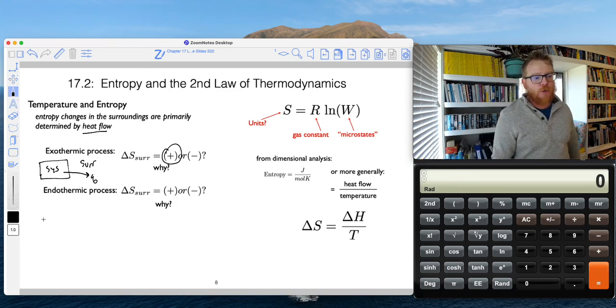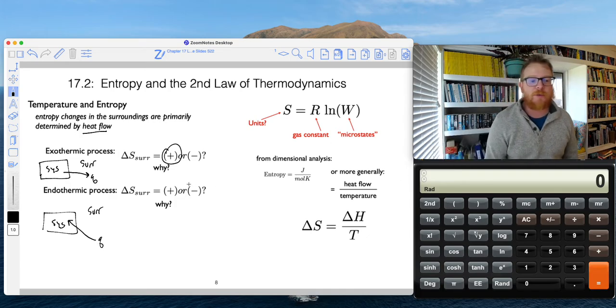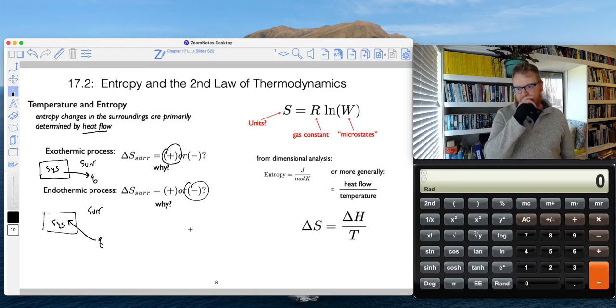But what if we have an endothermic process occurring in our system? Well, once again, here's my system, here's my surroundings. We recognize that in an endothermic process, heat has to be going in. Because heat is going into the system, it's coming from the surroundings. So that's going to leave the surroundings at a lower entropy state. So again, entropy changes in the surroundings are primarily determined by heat flow from the system.